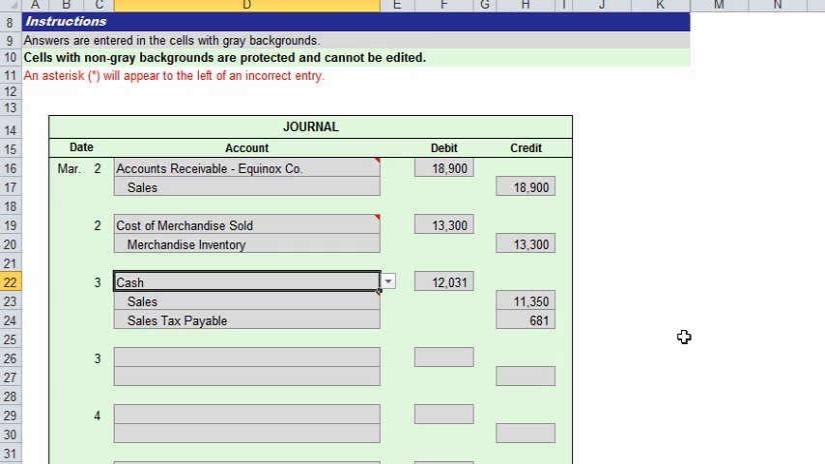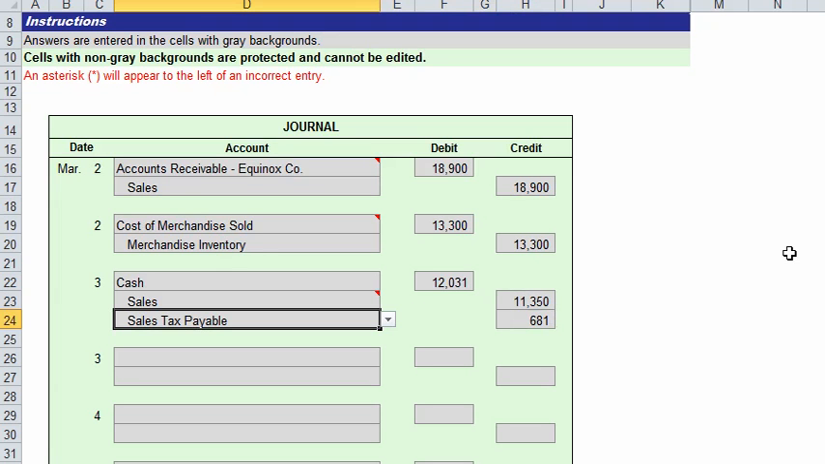Okay, so we debited cash to increase the balance of the asset account. And we debited it for the sales price, $11,350 times 1.06, so that the cash received includes the sales tax. We credited sales, the revenue account, to increase its balance for the sales price. And we credited the liability account, sales tax payable, to increase its balance by the amount of sales tax on the sale, which was our $11,350 times 0.06.